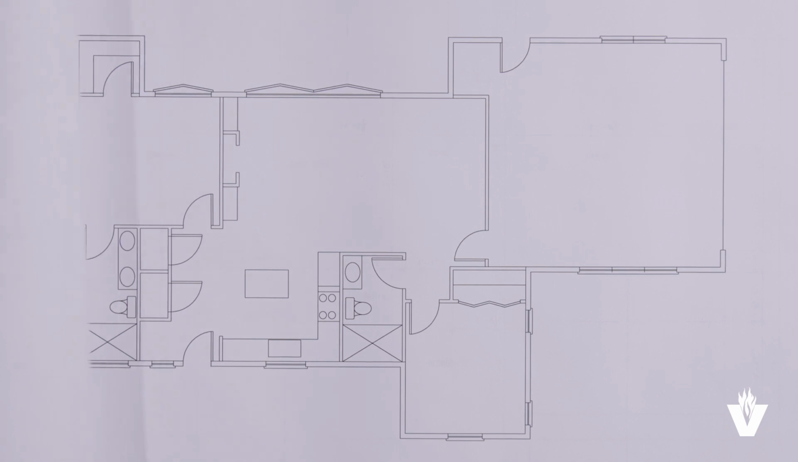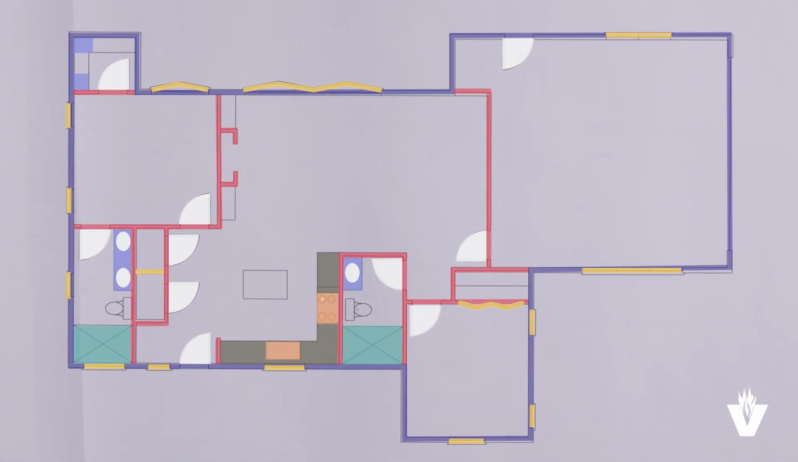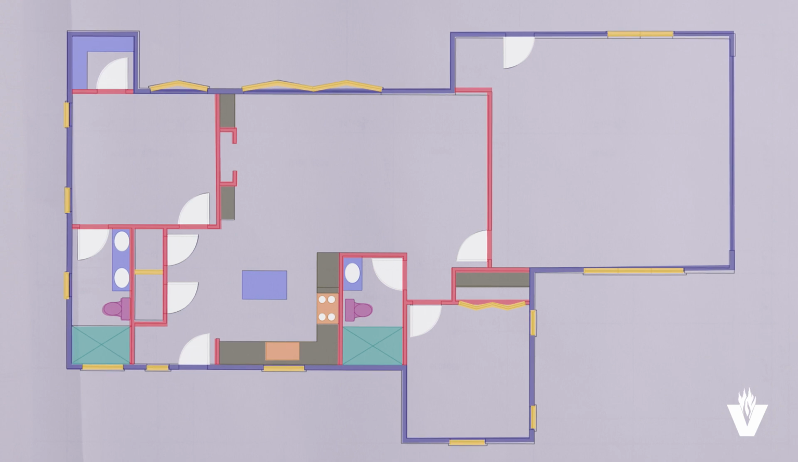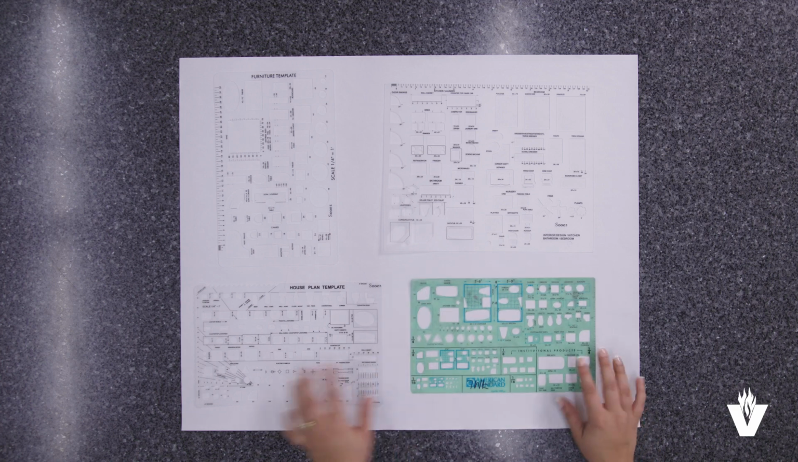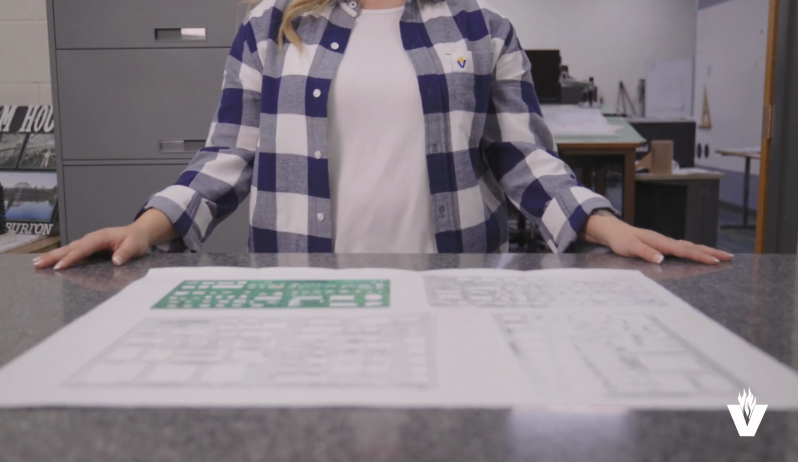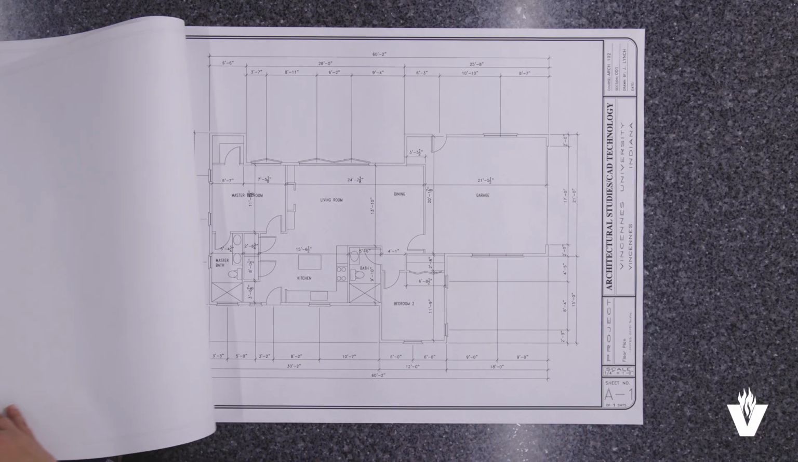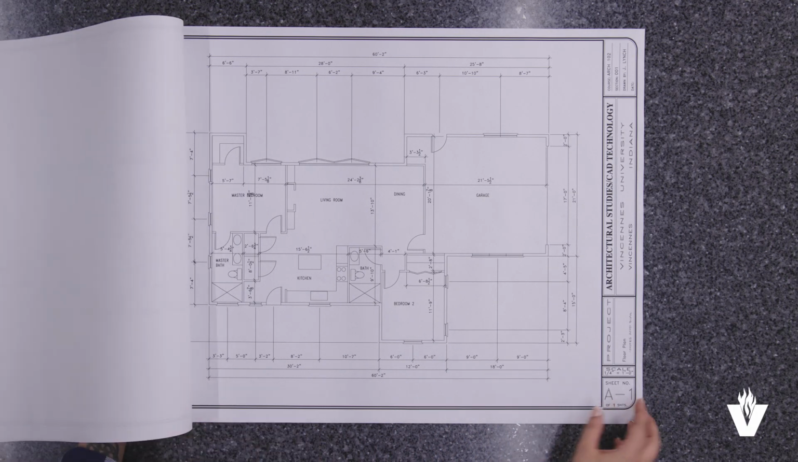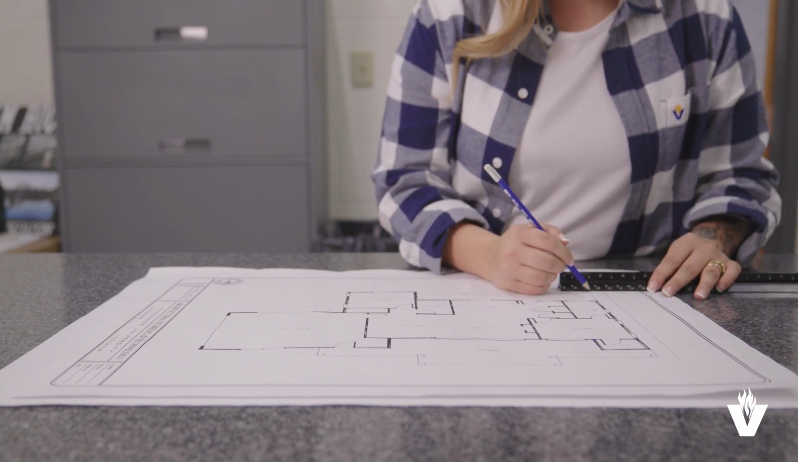Next, we can start adding in those permanent fixtures. The location of kitchen cabinets, bathroom vanities, fixtures, and appliances are drawn using standard symbols that represent their specific sizes. We use templates that help keep these consistent. Finally, we can add our notes and dimensions. This step is saved for last in case any changes are needed and to help keep our drawings tidy.